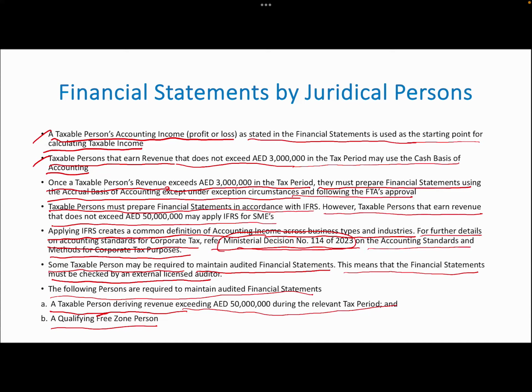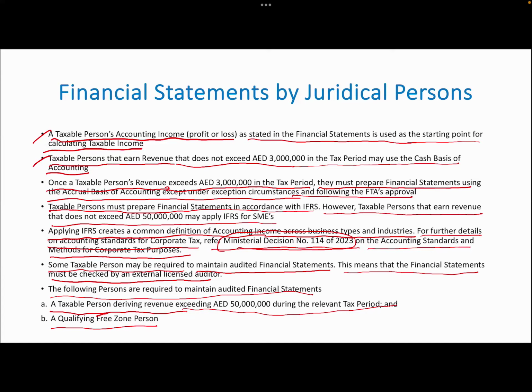Again, I'm repeating, any company whose revenue exceeds 50 million is supposed to have its financial statements audited and also to follow full IFRS. For any company whose revenue is less than 50 million, the FTA has given an option not to maintain audited financial statements. The company may still have audited statements, but it's not required for corporate tax purposes. Second thing is they're also eligible to maintain IFRS for SMEs.